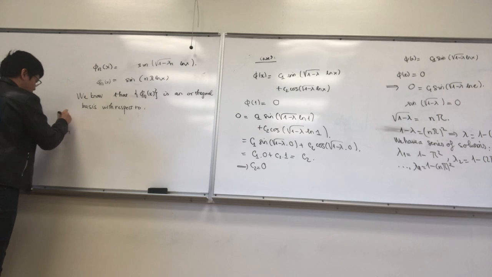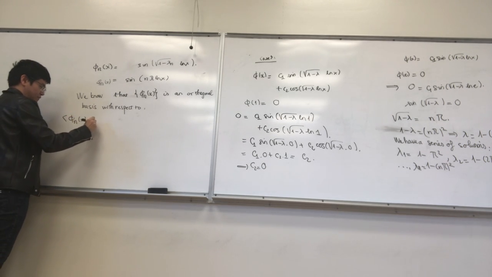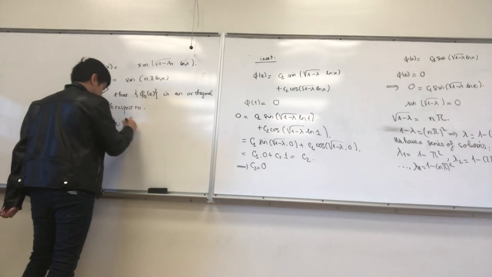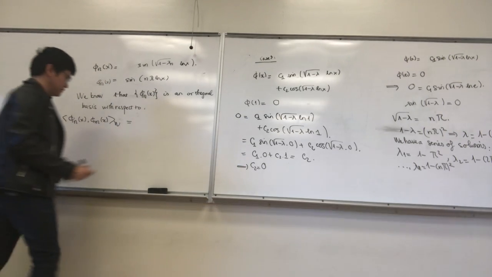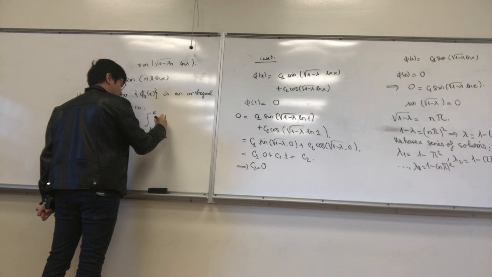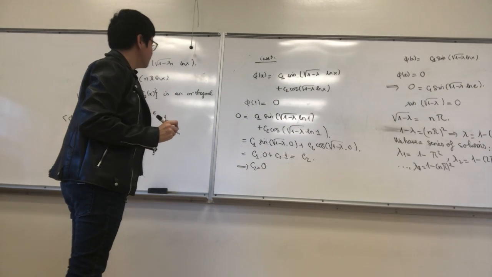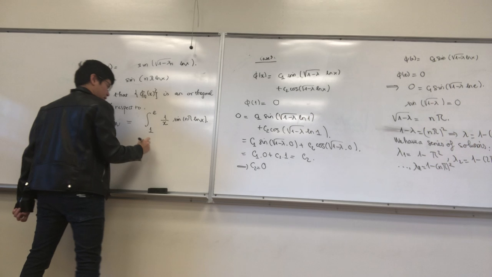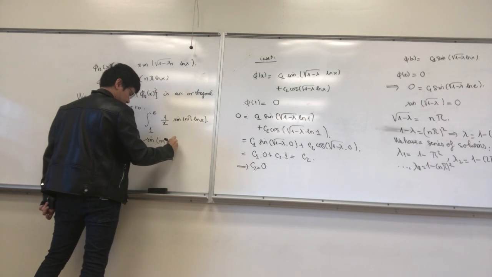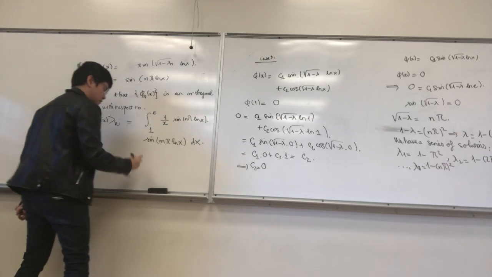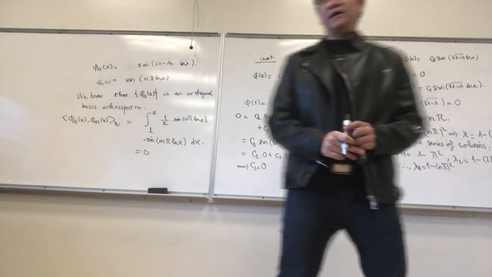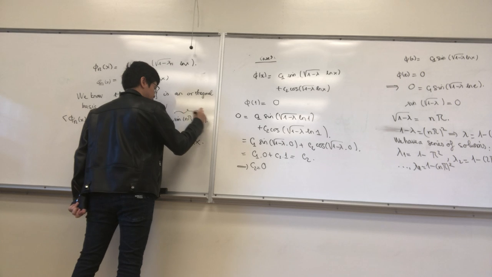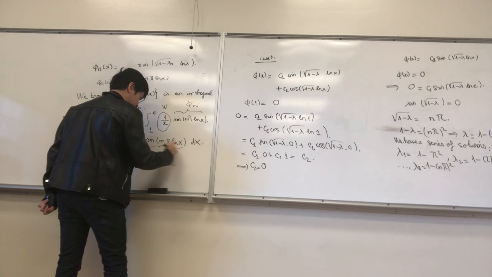So in this case, phi n and phi m are orthogonal with respect to the weight w. In this case, w is 1 over x, right? So this is going to be the integral from 1 to e, 1 over x, sinus of n pi log x, sinus of m pi log x. And we want to check that this is 0, right? So this is the w, this is phi n, and this is phi m.